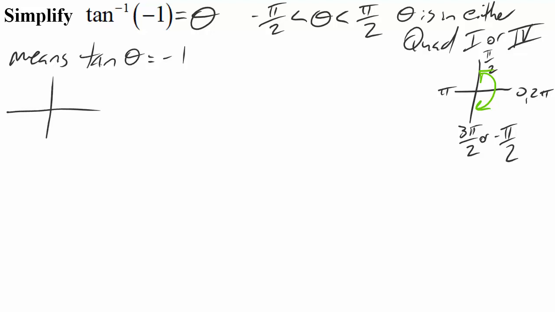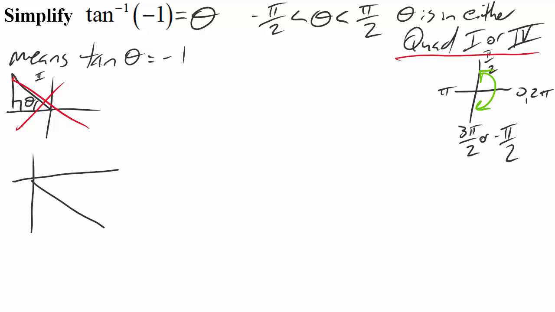Here tangent's going to be negative in quadrant 2, but if our angle theta is in here, that's going to put us beyond our known restrictions of being in either quadrant 1 or 4. All right, so we know we're not going to use our theta from quadrant 2. All right, so that leaves us looking at what happens when theta is in quadrant 4.